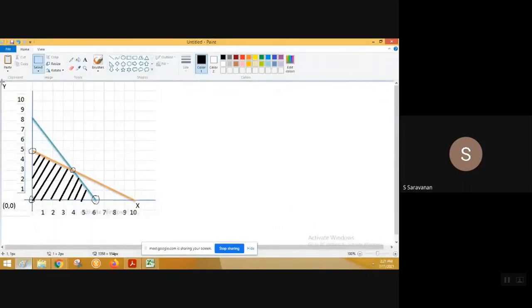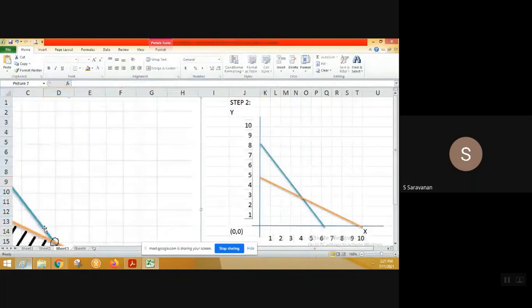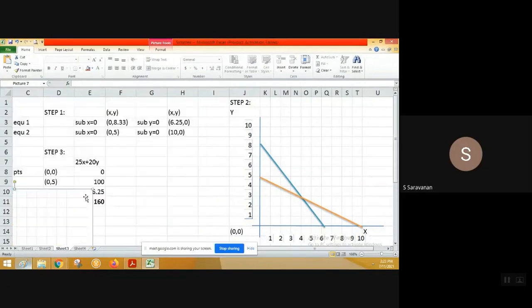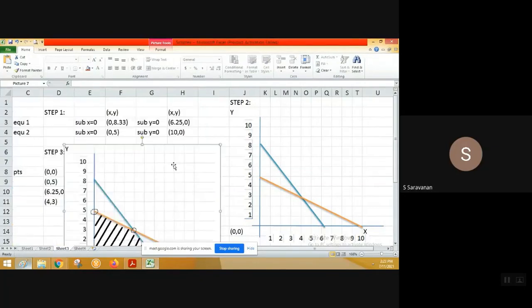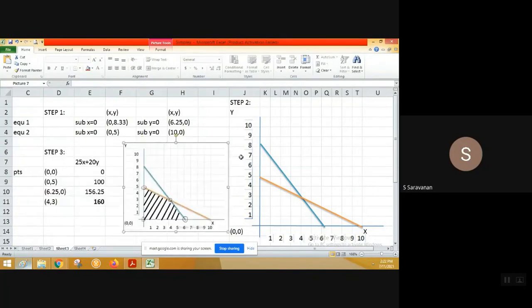Even I will post it in the same Excel. Okay. So hope you can understand how I have identified the common area.